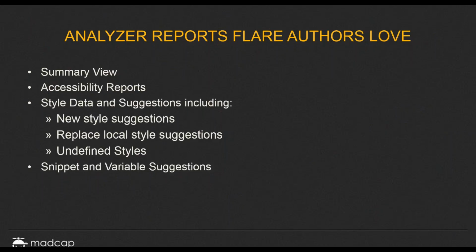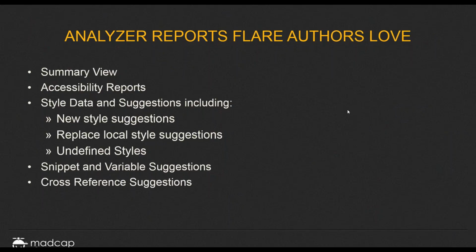The next thing we're going to talk about, we're going to look at snippet and variable suggestions and how it can take segments that appear frequently in our projects and suggest that we convert them to snippet and variable. So that's where that content reuse optimization comes in. So we'll show some examples of that.